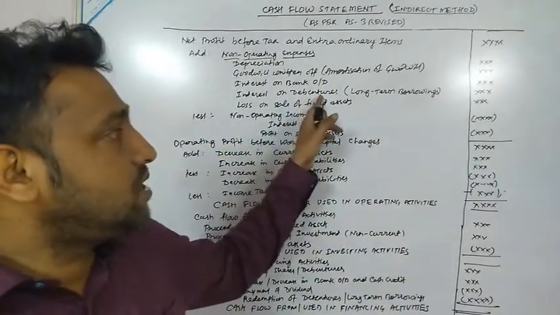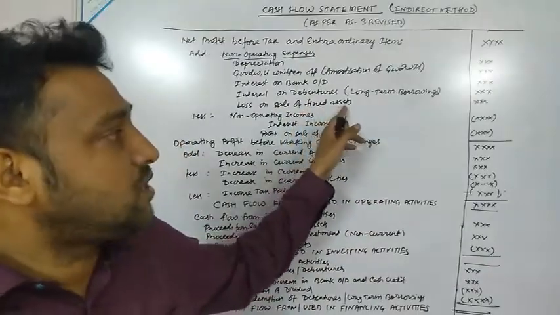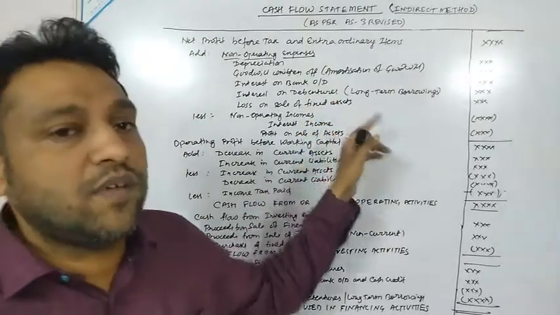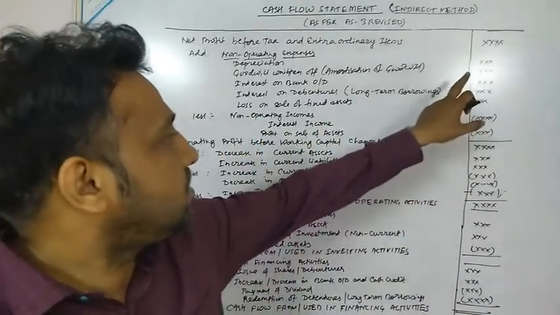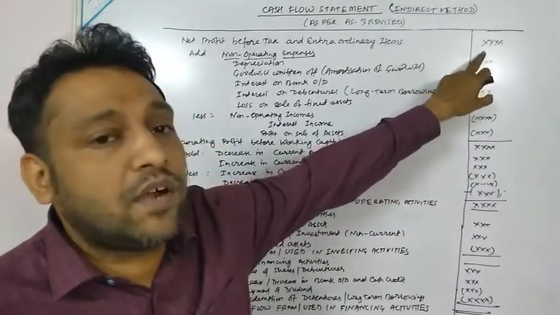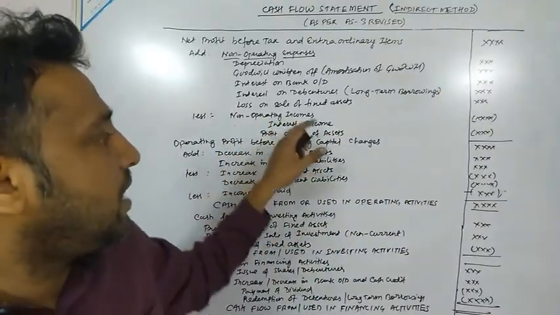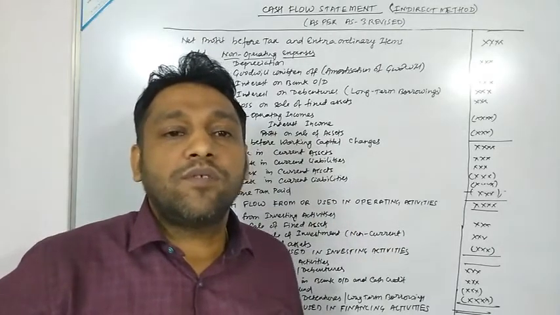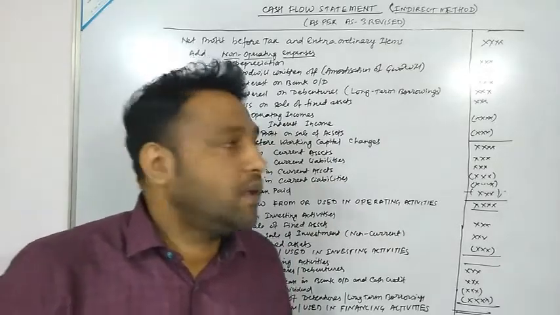Now interest on debentures or any other long-term borrowings, then loss on sale of fixed assets, would also be considered as non-operating expenses. Why? Because it is not of recurring nature. All these items would be added to the net profit before tax and extraordinary items. Now, less non-operating incomes. Since non-operating income might have been credited in the profit and loss account, it would have increased the profit figure, so we have to reduce the amount of non-operating income.